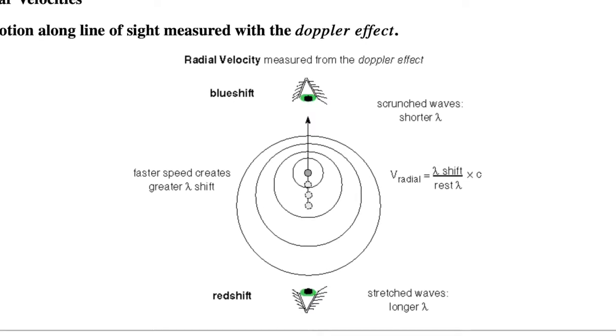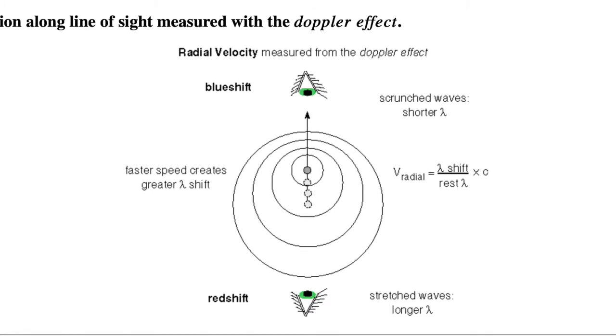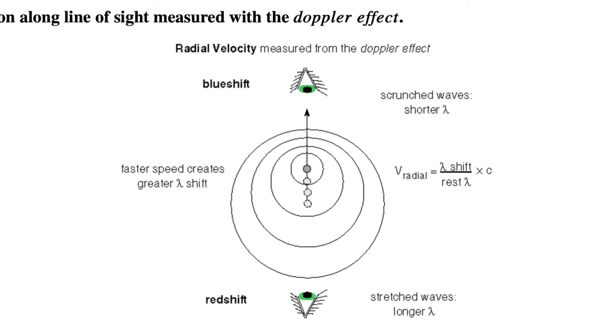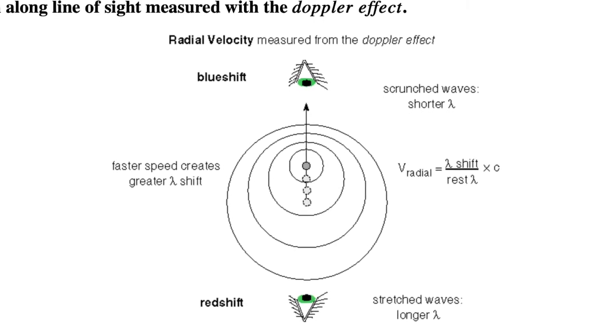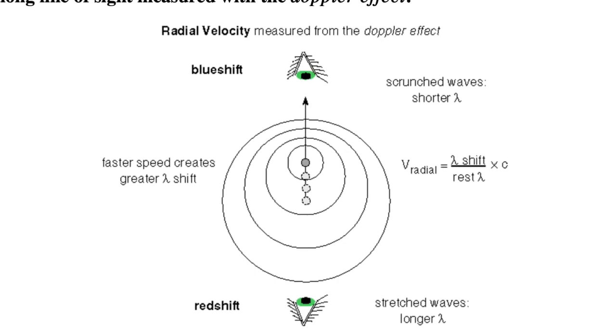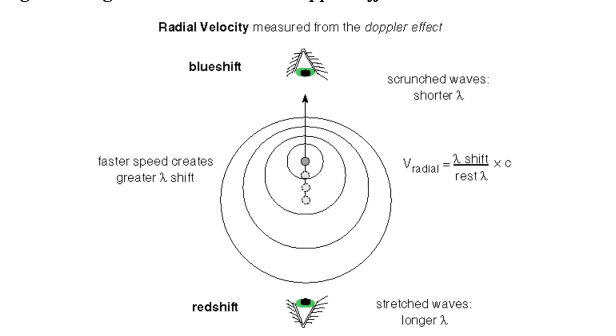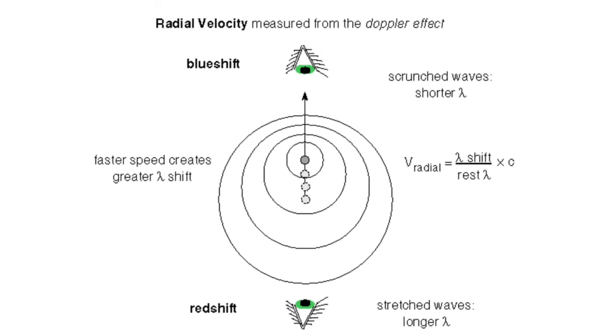Recall that if the object is moving towards you, its spectral lines will be shifted to the blue, to shorter wavelengths because the waves are scrunched up. If the object is moving away from you, its spectral lines will be shifted to the red, to longer wavelengths because the waves are stretched out. A faster speed creates a greater shift in the wavelengths.